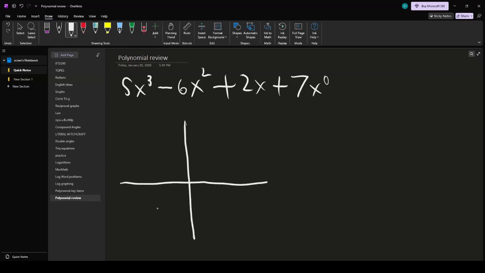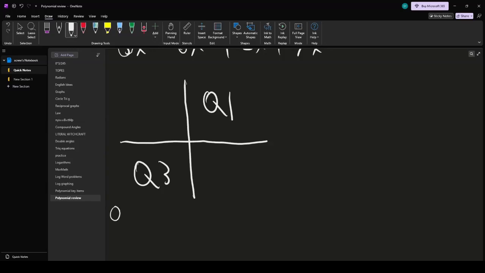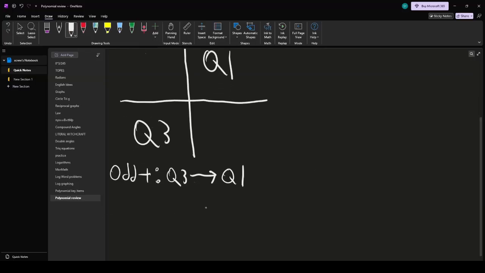Odd degree functions pretty much move from Q3 to Q1 if the leading coefficient, which is the number attached to the variable, or the number multiplied by a variable, right? If this number is positive, the end behavior is basically, write it here: odd, positive, Q3 to Q1. That's pretty much the best way to write it, in my opinion.